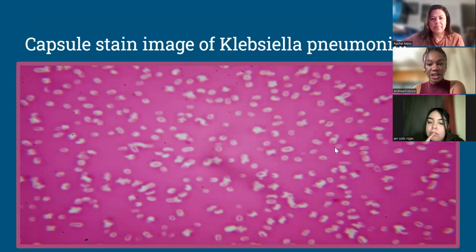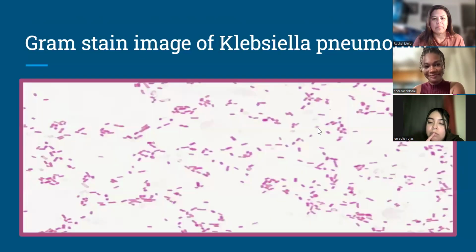This is an image that clearly shows the capsule stain of Klebsiella pneumoniae. Because it contains capsule, you can see that around the rod cell doesn't absorb the stain. And this is another image of the gram stain. So you can see here that it stains pink. And we know that when a cell stains pink under a gram stain, it is a gram-negative cell.